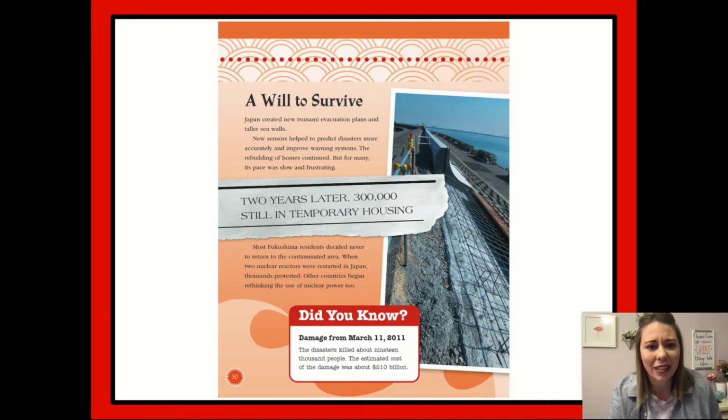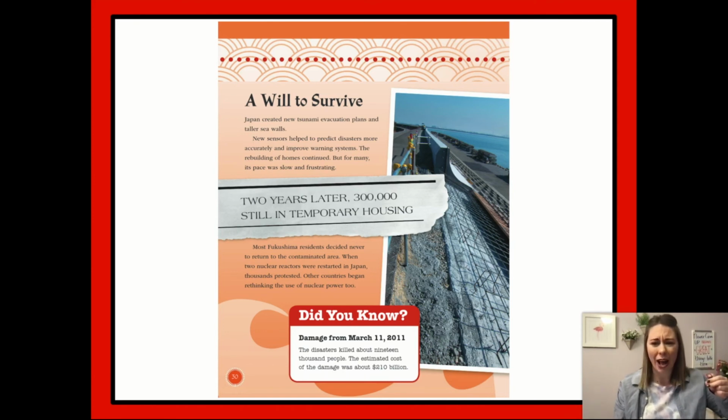Well, let's see. Let's start at the beginning. Japan created new tsunami evacuation plans and taller seawalls. Would that be a reason why people didn't come back? No, that's not it. New sensors helped predict disasters more accurately and improve warning systems. That's not a reason why they didn't come back. That would be better: the rebuilding of homes continued, but for many, its pace was slow and frustrating. Okay, so things are slow and frustrating. And then most Fukushima residents decided never to return to the area. When two nuclear reactors were restarted in Japan, thousands of people protested. Other countries began rethinking their use of nuclear power too.